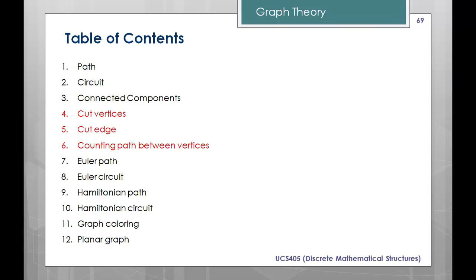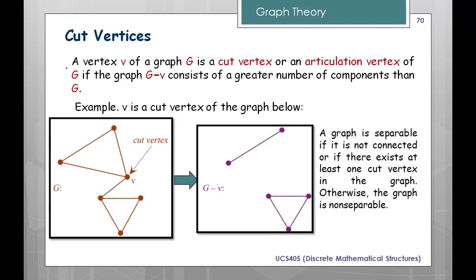In the last lecture we covered path, circuit, and connected components. In this lecture we will cover cut vertices, cut edges, and counting paths between vertices. So first, what are cut vertices?